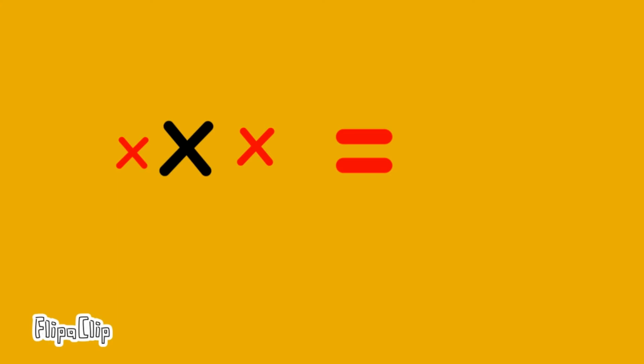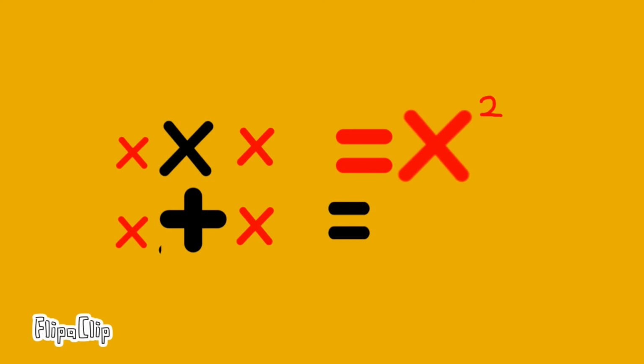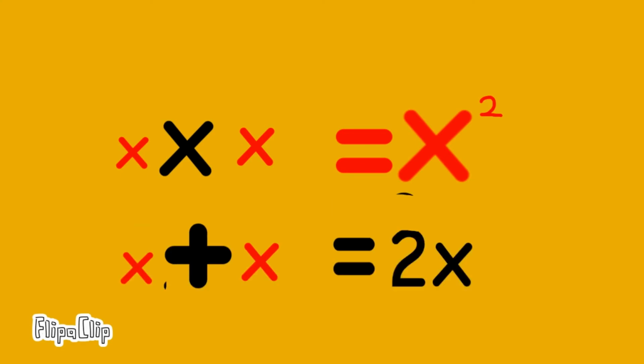One very important thing we always need to remember is that x times x will give us xx, which we can rewrite as x squared or x raised to the power 2. And it's also very important for us to always remember the difference between x plus x and x times x, because x plus x will give us 2x.